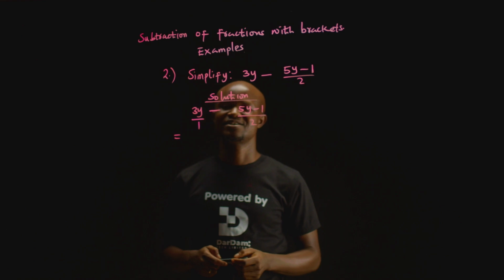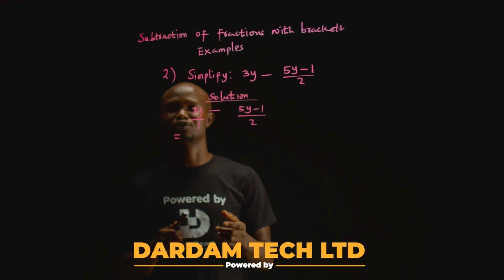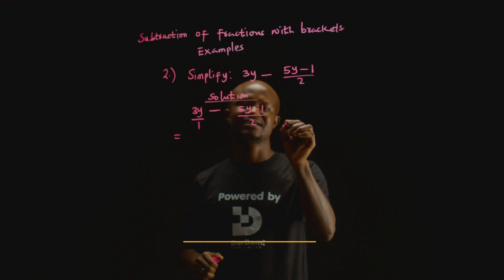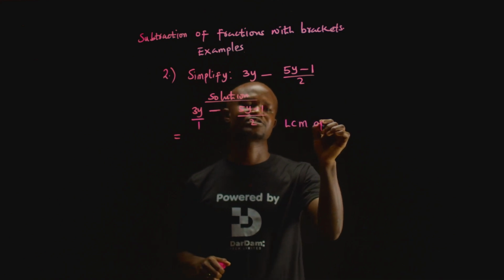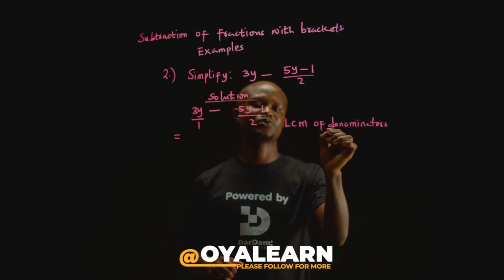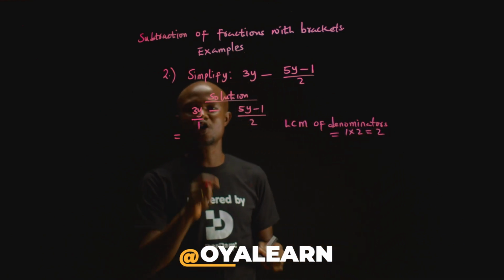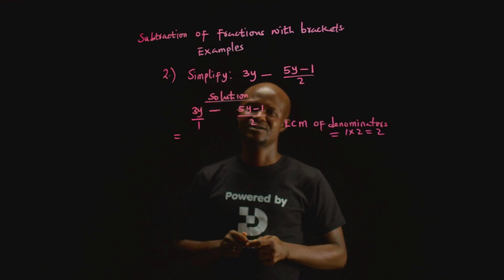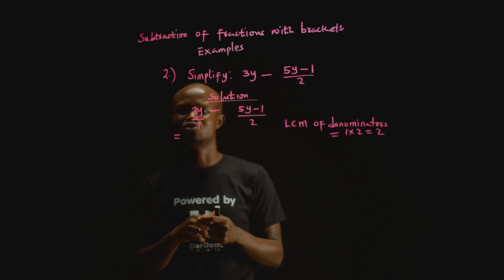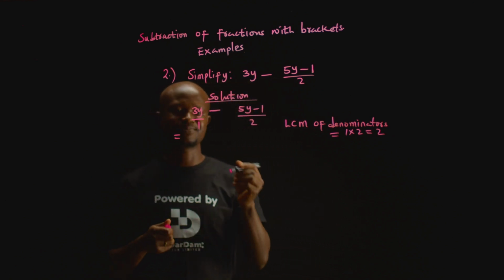So in this case, looking at the denominators, the LCM of the denominators is going to be their product, because one of the numbers is already 1. So the LCM of the denominators is equal to 1 times 2, and that will give us 2. Once one of the numbers is 1, you multiply the two numbers together to get your LCM. So the LCM is 2.